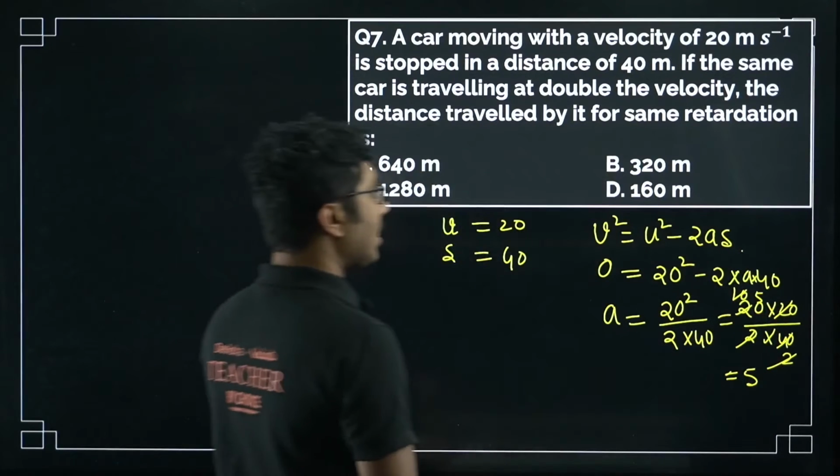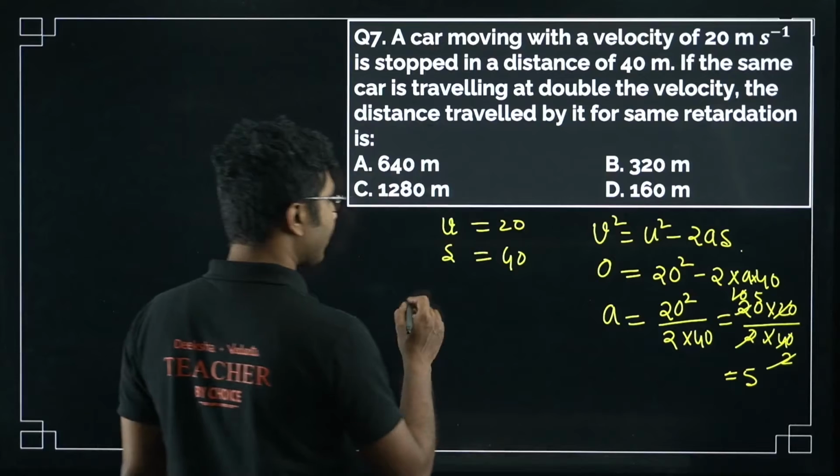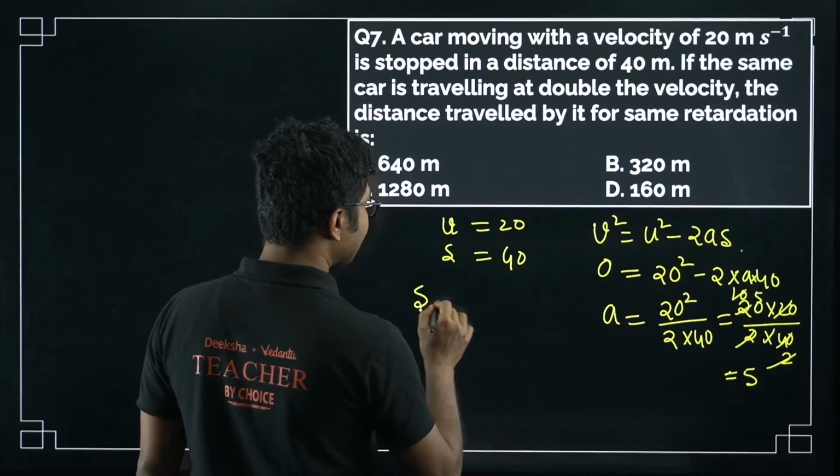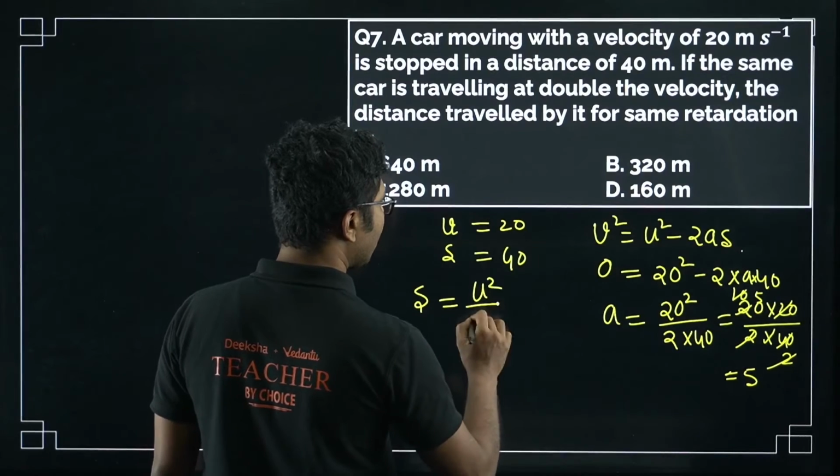Acceleration is 5. Now if you put that value over here in the next equation, we are trying to find s equals u square by 2a.